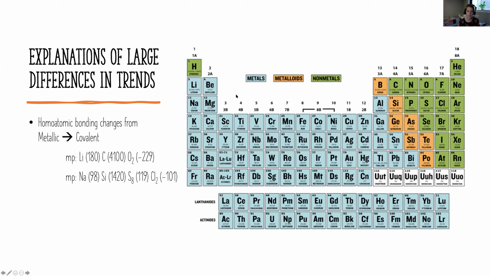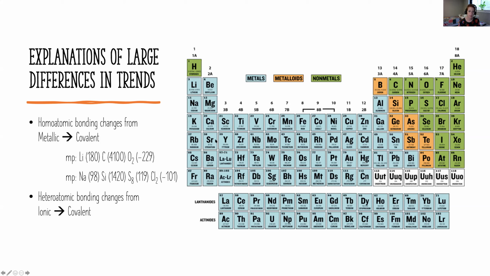If we look at another set of examples, here's sodium, so 98 degrees Celsius is its melting point, and again it's a lower melting point than lithium because you have decreased metallic bonding. Silicon is 1,420 degrees Celsius, and again you have that networked silicon bonding, which is a kind of metalloid type network. And then you've got S8, which is a pure form of elemental sulfur, and that's now 119, so we've gotten a lot weaker. And then chlorine gas, negative 101.